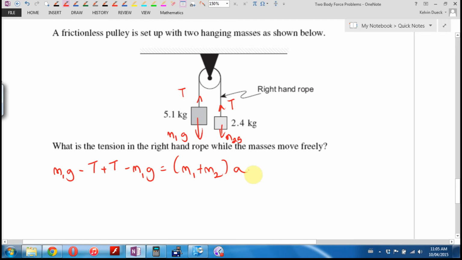I went fast there. So I said, okay, M1G is winning. The first tension is losing. The second tension, though, when you follow it all the way around, ends up winning. And then M2G, when you follow it all the way around, ends up pointing up, losing. And then, did I write more than one mass on the left-hand side? Yeah, then I better have more than one mass on the right-hand side.